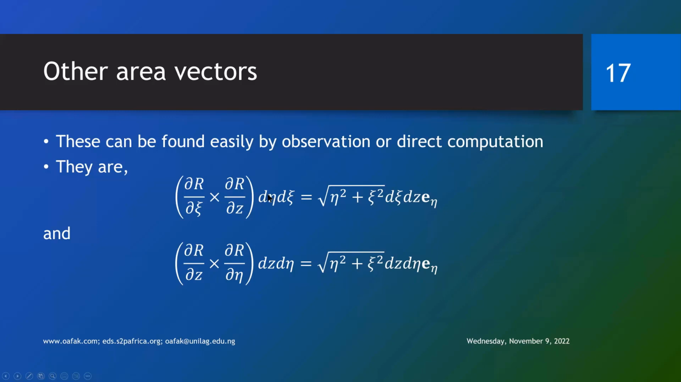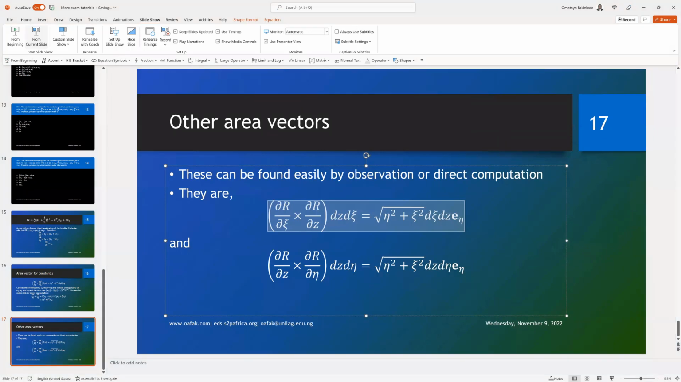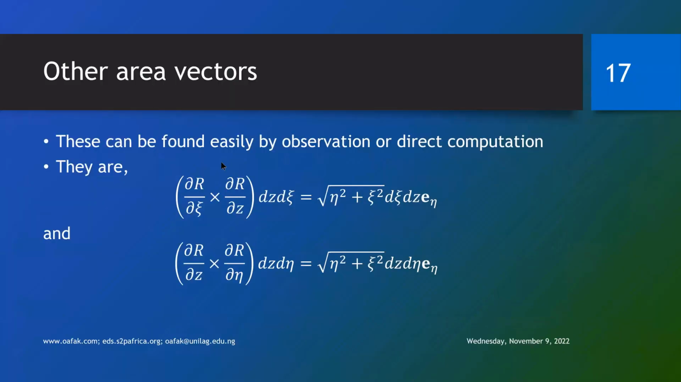Now there's something wrong here. This should be the z. There's a copy and paste error there. So this is the z. So back again. This expression is for constant η. Then this expression is for constant ξ. So those are the area vectors depending on which surface you are on.